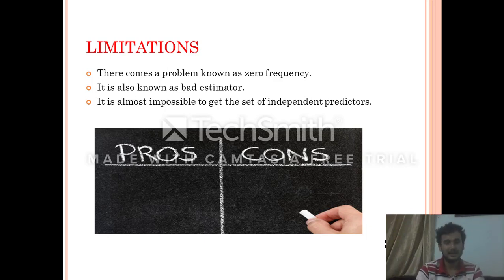Why is this known as a bad estimator? Because the Naive Bayes algorithm calculates the probability according to independent events. So the probability calculated by the Naive Bayes algorithm can't always be thought of as the best probability, and we cannot depend on the probability calculated by this algorithm. And it is almost impossible to get a set of independent predictors, meaning the data sets or events might not always be independent, they can be dependent in some cases.